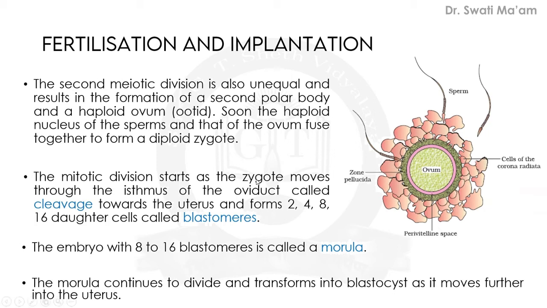So here the zygote, with the help of cleavage, gives rise to a two celled structure, then further four celled, 8 and 16 daughter cells. Up till this it is known as blastomeres. When the blastomere stage reaches, the embryo with 8 to 16 blastomeres is called morula. This morula continues to divide and transforms into a blastocyst, and it moves further into the uterus.